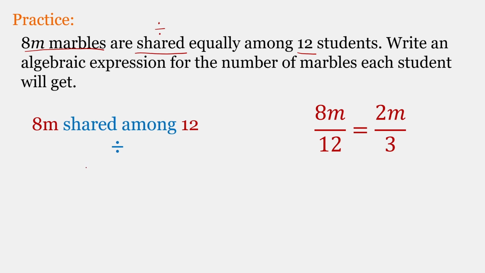So we're going to take the total, which in this case is 8M, and we're going to divide it by the number of groups we want to put that total in. So we want to divide this into 12 groups. So that gives us 8M over 12. And then we can simplify this down. We can factor out a 4 from 8 and 12, and that leaves us with 2/3 M.